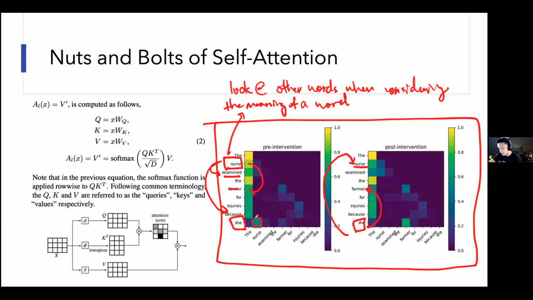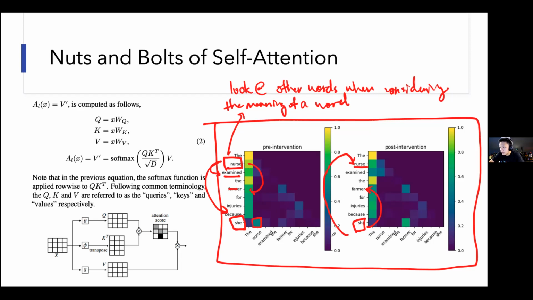This big square here means that she is looking very closely at the representation for nurse. This is very striking, right? Because in a model, there is a sense of gender bias, that statistically nurses are more likely to be women. So when you see the word she, you might associate it with a nurse. And then statistically, maybe farmers are more likely to be men. So you would associate a he with farmer.